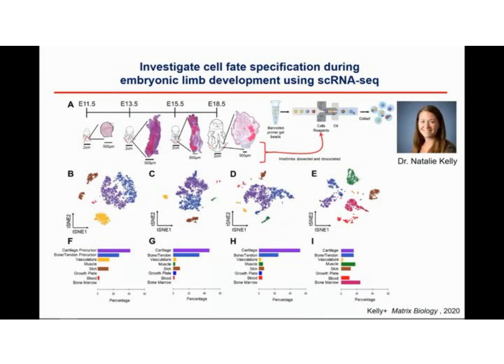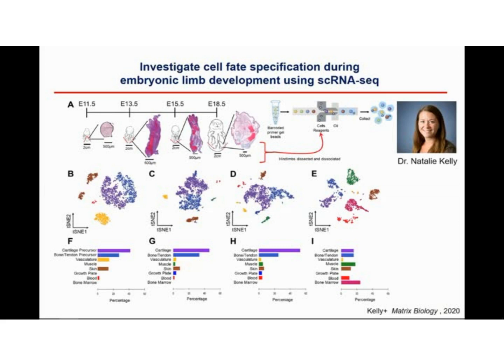These projects are led by our former postdoc, Natalie Kelly, and the paper was just published recently in Matrix Biology. She is interested in investigating cell fate specification during embryonic limb development. So what she did is she isolated limbs from different embryonic stages and performed single-cell RNA sequencing. Now you can see she was able to identify all the different cellular populations at different time points, and she can also evaluate their dynamic changes.